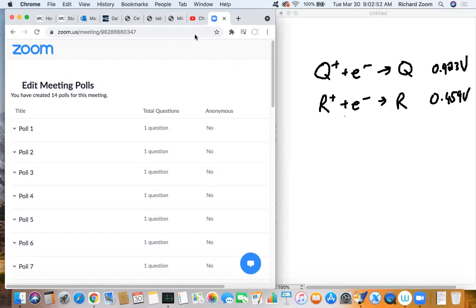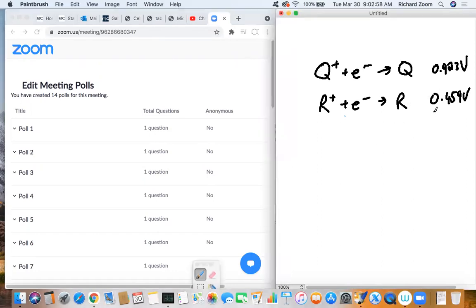The second one. All right, let's see how that works. So if you look at it, if we were to flip this, then this becomes negative 0.459. So it would be 0.923, which would stay the same. And the other one becomes negative 0.459 if we flip it around. So when you add these together, it comes out to be a positive value.